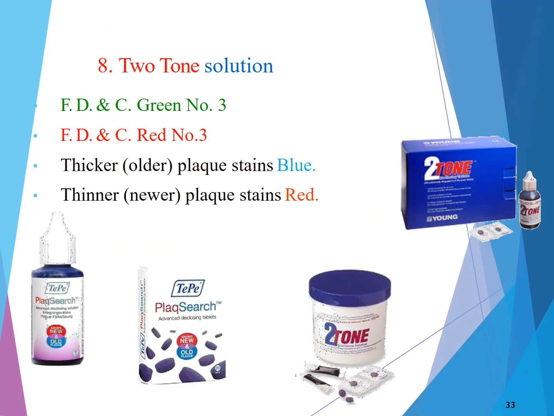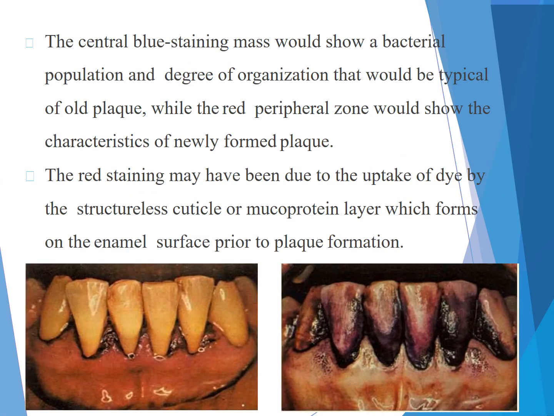Two-tone solutions, that is FD&C green number 3 and red number 3. These show thicker plaque stained blue and thinner, newer plaque stained red. The central blue staining mass would show a bacterial population and degree of organization that would be typical of old plaque, while the red peripheral zone would show the characteristic of newly formed plaque. The red staining may have been due to the uptake of dye by the structureless cuticle or mucoprotein layer which forms on the enamel surface prior to the plaque formation.